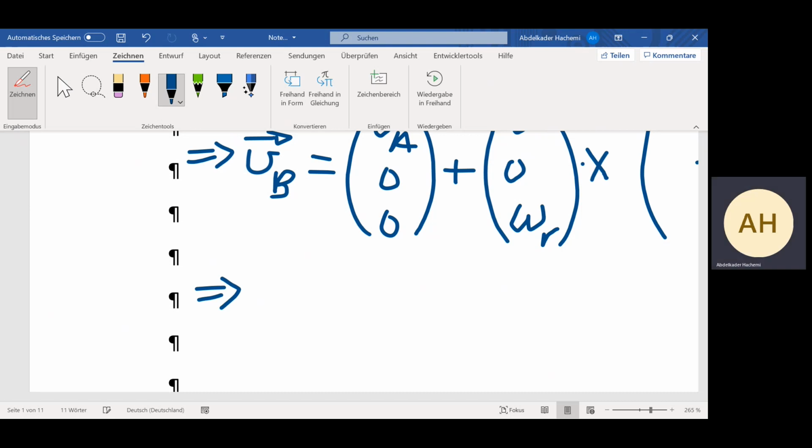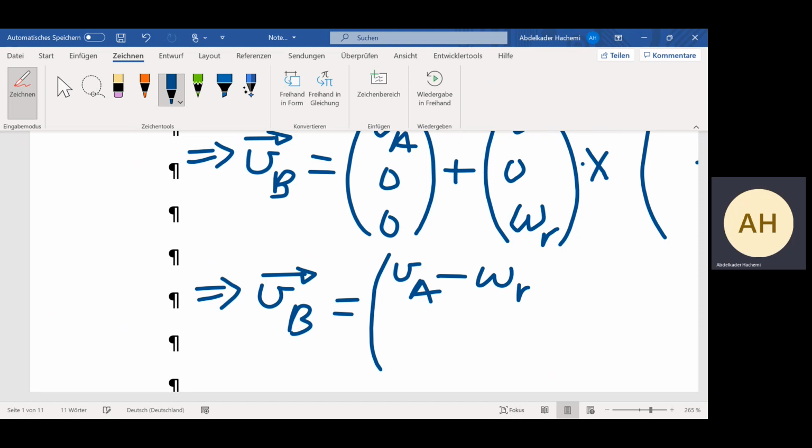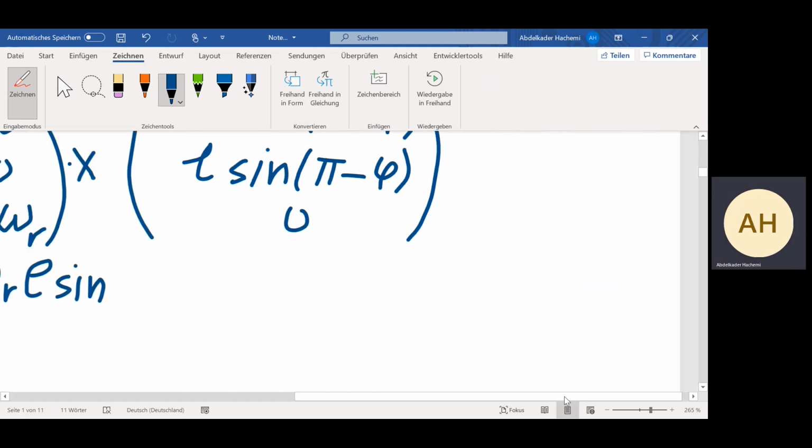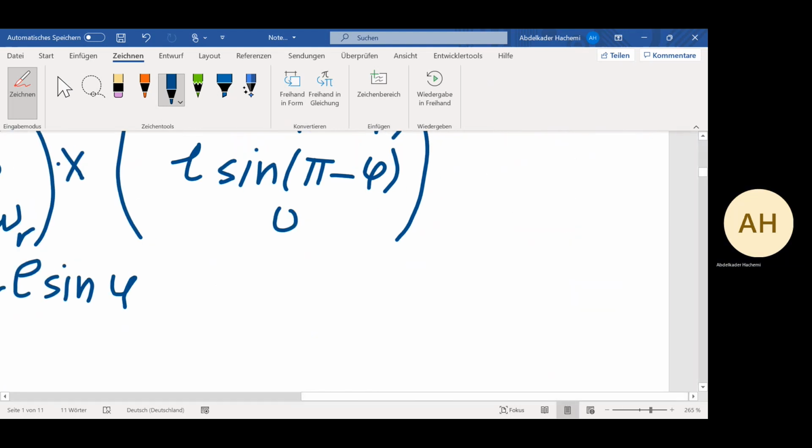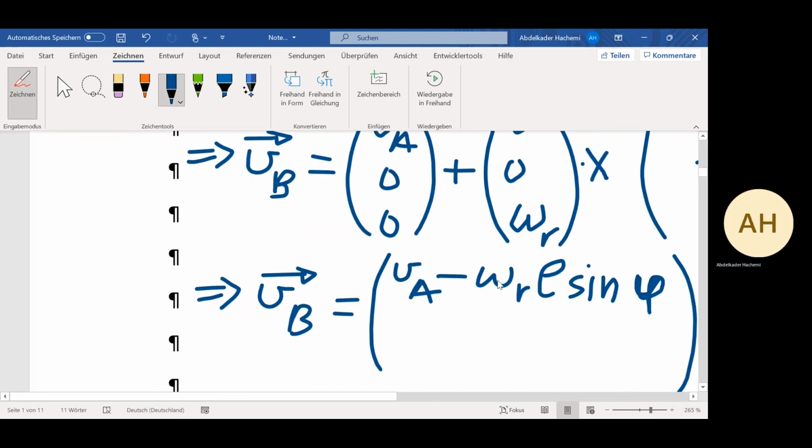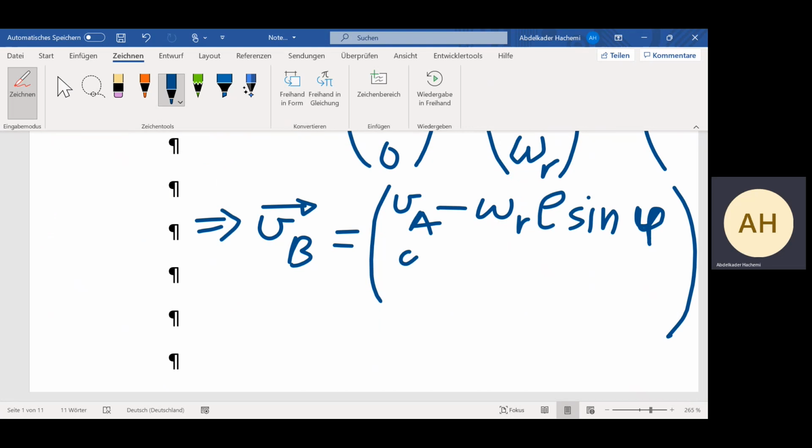Then we get here VB as a vector is equal to VA minus omega R L sine phi, then omega R L cosine phi, and you have 0 in that direction.